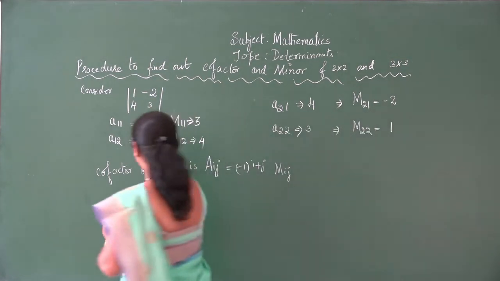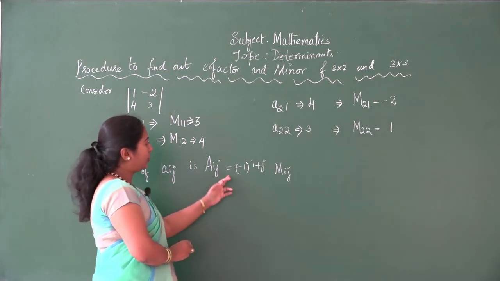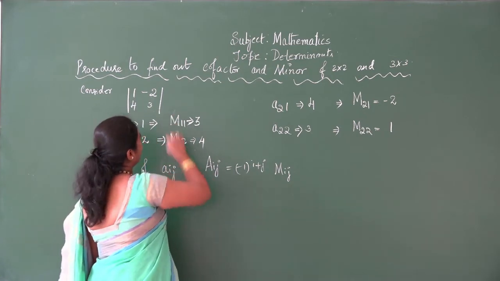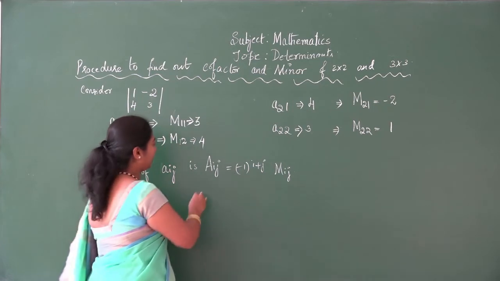Next, we shall solve about the cofactor matrix. It is given by Aij equal to minus 1 to the power i plus j into Mij. How many elements do we have here? 4 elements. That is 1, 1, 1, 2, 2, 1, 2, 2.